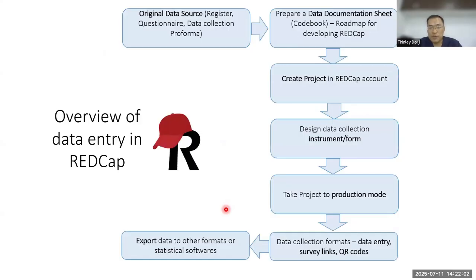Now, to give you an overview about where REDCap comes in at the various stages of your research cycle. REDCap comes at a point that is central to data management and data quality management. So we begin using REDCap at the time of data collection. So here, how do you collect your data? Your data you might be collecting from a register, you might be using a questionnaire, or you might be using a proforma.